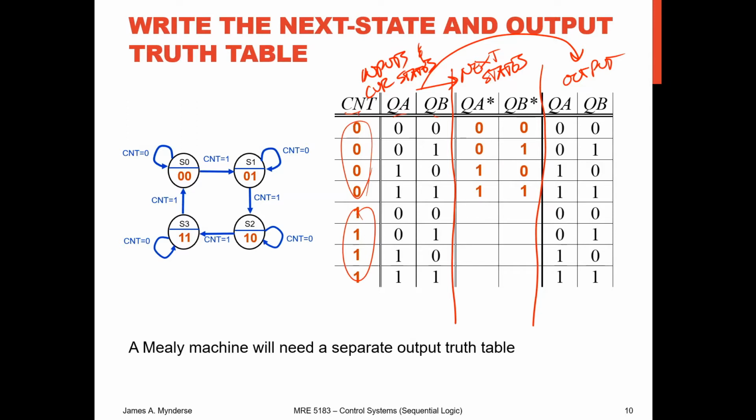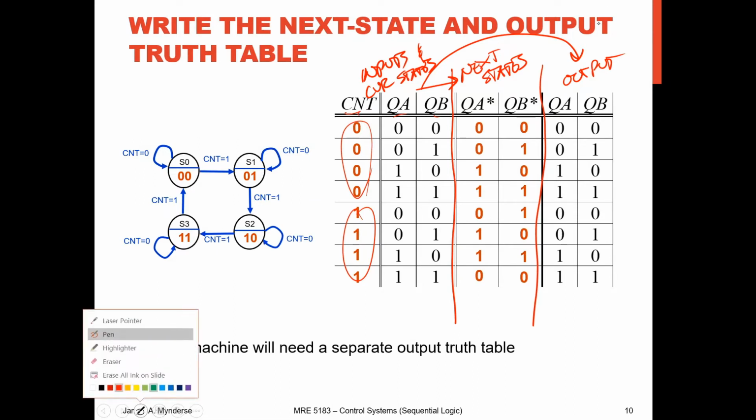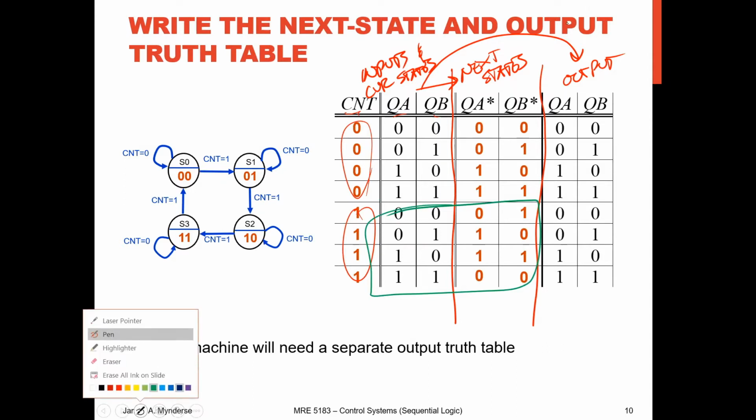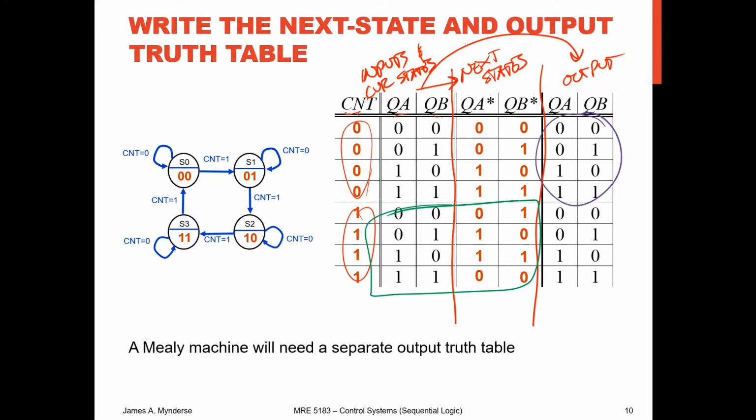The fun only comes in when the count is 1. So when the count is 1, then we can start putting in our QA star and QB star as being different from our QA and QB. So this is where we're actually seeing the transitions. Notice in each of these cases that the output, QA and QB, are the same as the state, QA and QB, because they're tied together, and it's a trivial case. If you made this with a Mealy machine, you're going to need a separate output truth table that combines, again, the count, the QA and QB to generate the output. We're doing a Moore machine. It's a little simpler.